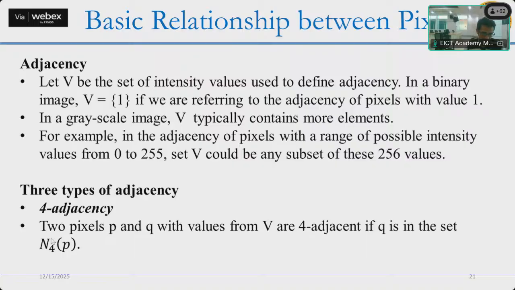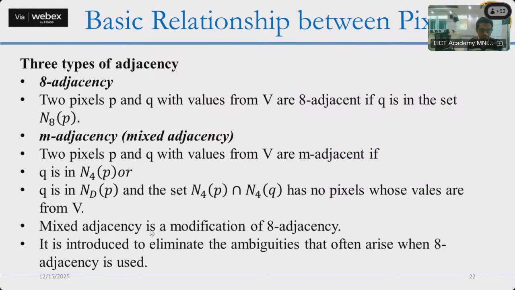Capital N basically represents the neighborhood. What is this small 4? It is the 4 point neighborhood of pixel P. Another is 8 adjacency: 2 pixels P and Q with values from V are 8 adjacent if Q is in the set N8(P), as we already saw in the last diagram.